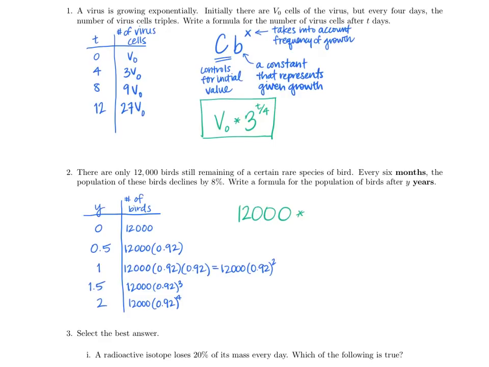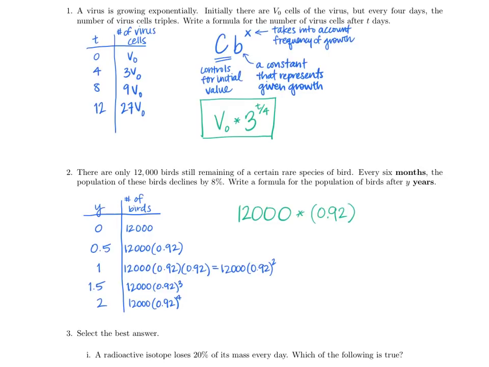Then we want to put in the exponential function. The base of the exponent has to be a constant that represents the given growth. In this particular case, it's not growth, it's going to be decay. For us, the constant that represents that decline by 8%, what we want to multiply in order to figure out what's left over after we've declined by 8%, that's going to be 0.92.